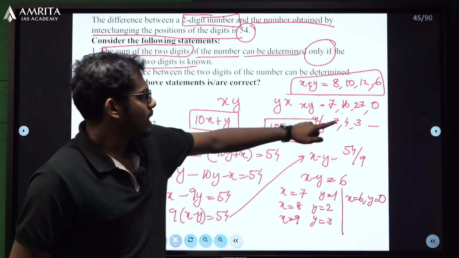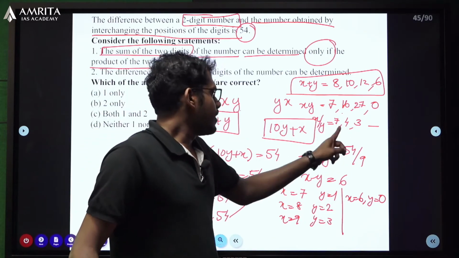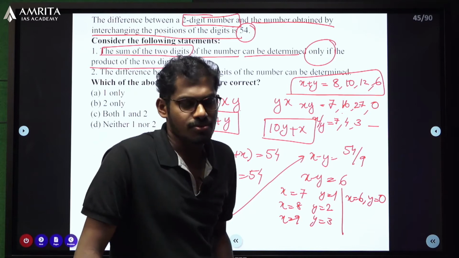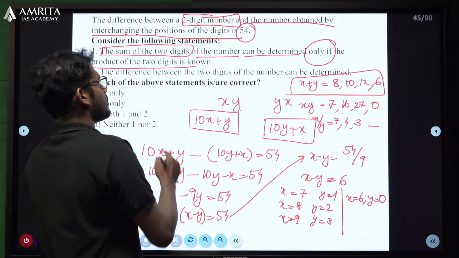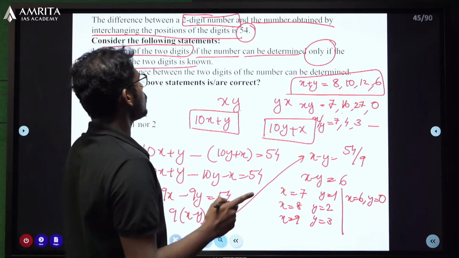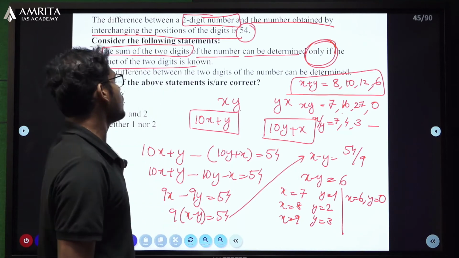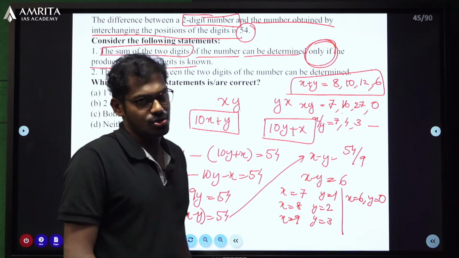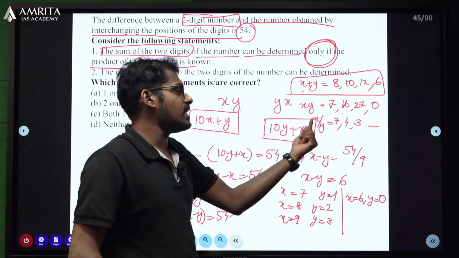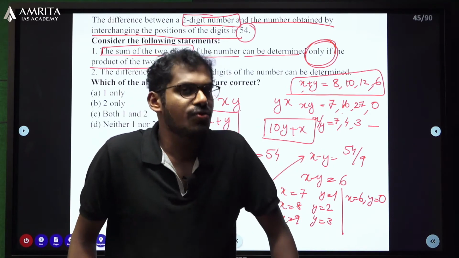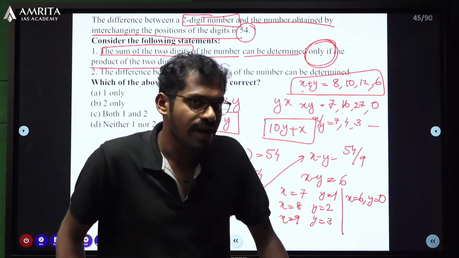Okay, so if we know the value of x by y, we can find the value of x plus y. The statement says that the sum of the two digits of the number can be obtained only if the product of the two digits is known. No, the sum x plus y can be determined even if we know the fraction of x and y, or if we know any of the digits.